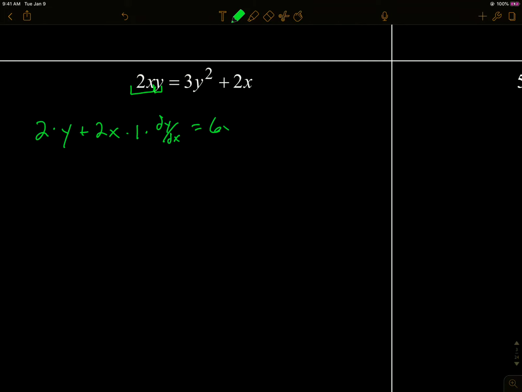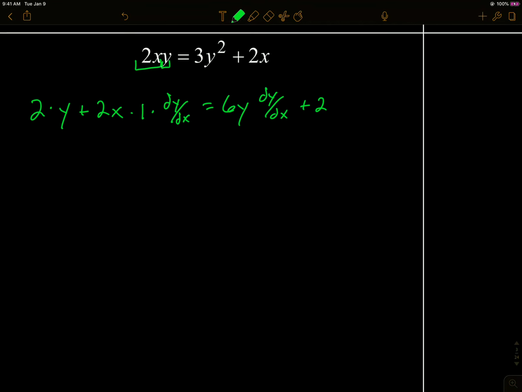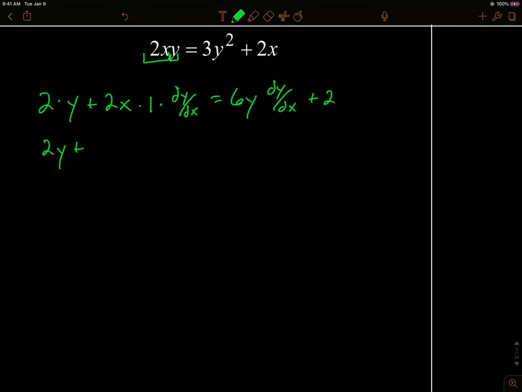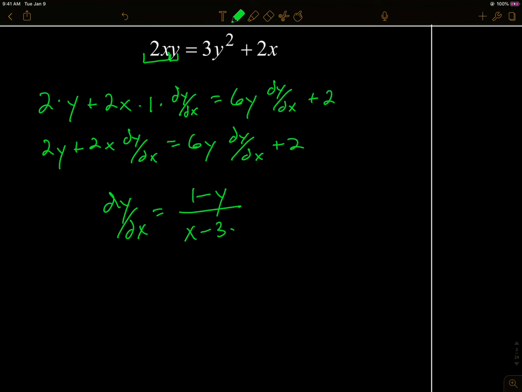equals 6y dy/dx plus 2. I don't need to show the dx. I took the derivative of an x there. So if I clean this up, I have 2y plus 2x dy/dx equals 6y dy/dx plus 2. Get all your dy/dx's on one side, factor out the dy/dx, and then divide both sides by that. Simplify. So you should pause the video, do that right now, and see what you get. Welcome back. You should get 1 minus y over x minus 3y.